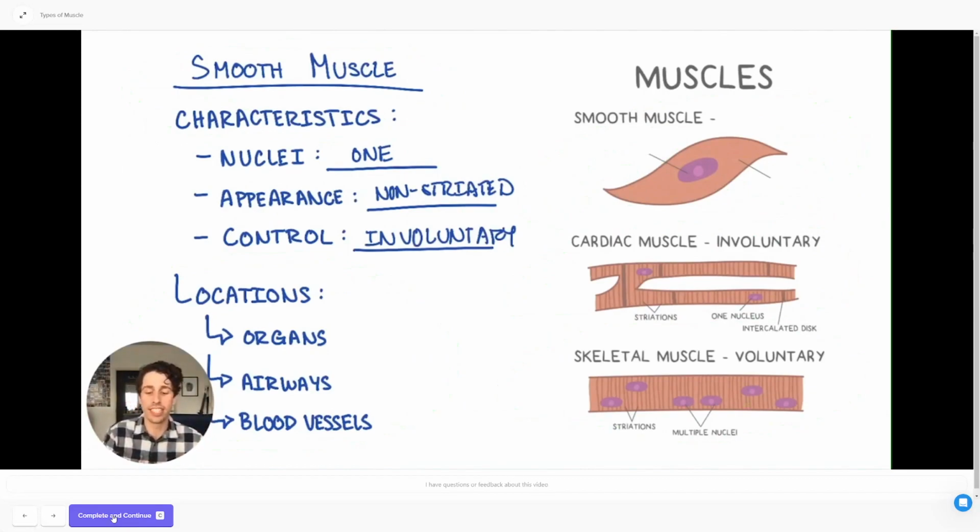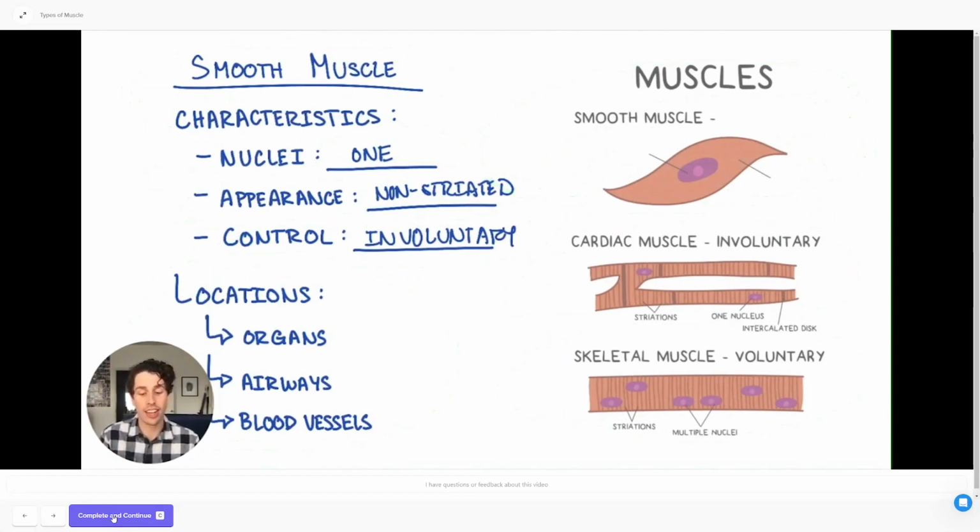So those main characteristics that we see are going to be the nuclei, where we're going to have one nuclei in each smooth muscle cell. They are going to be non-striated, and the control is going to be involuntary control. Alrighty, and just remember those locations are going to be in the organs, our airways, as well as our blood vessels. So that's a little overview for these smooth muscles.